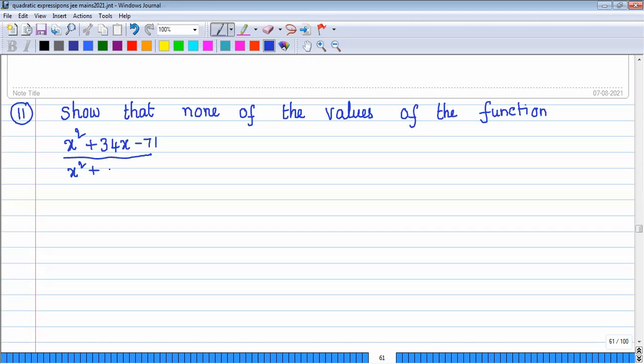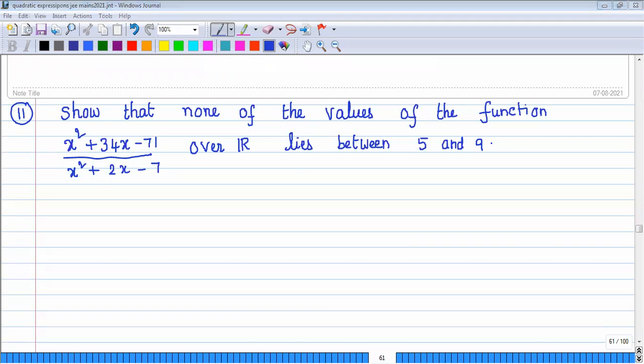x square plus 2x minus 7 over R. R means set of real numbers. Lies between 5 and 9. So this is today's first question.